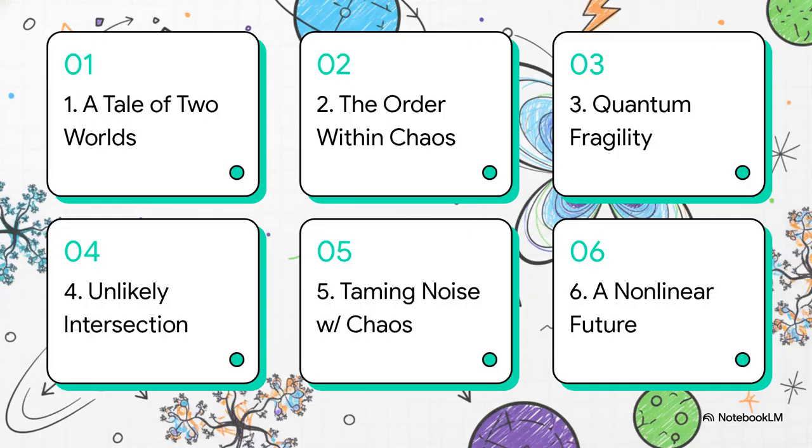So here's how we're going to crack this mystery. We'll start by really getting to know these two worlds. We're going to find the secret order that's hidden inside of chaos. And then we'll uncover the Achilles heel of quantum computers. After that, we'll see where they have this unbelievable collision, how chaos can actually be a bodyguard for the quantum world. And then finally, we'll take a look at what this all means for a totally new, nonlinear future.